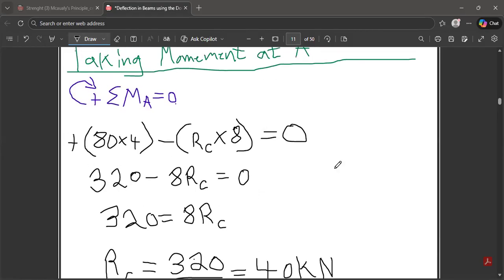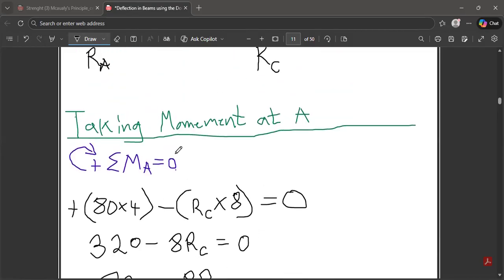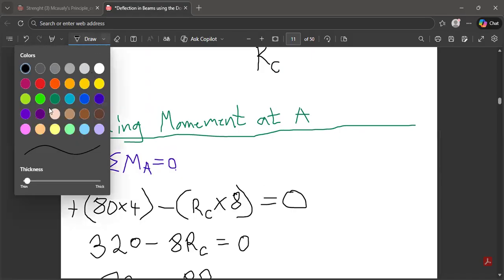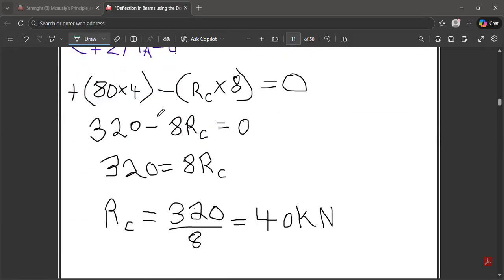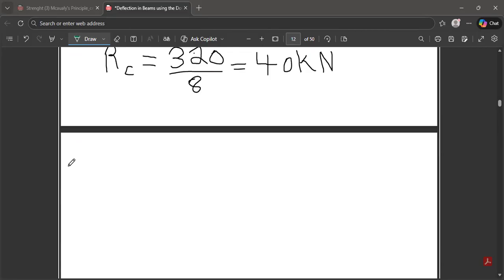Please, you have to try and adopt this method so that you don't lose all the marks. That is what I will beg you to do. Exactly. Now we also have to come and take moment at the last end, C. So taking moment at C.